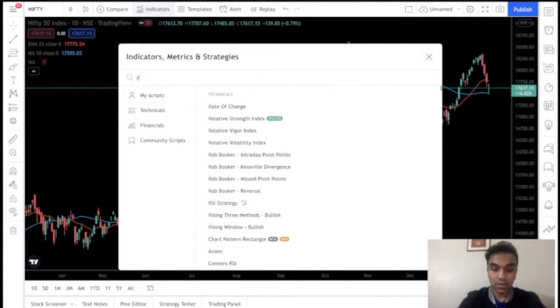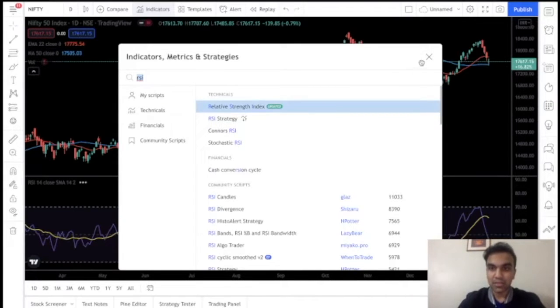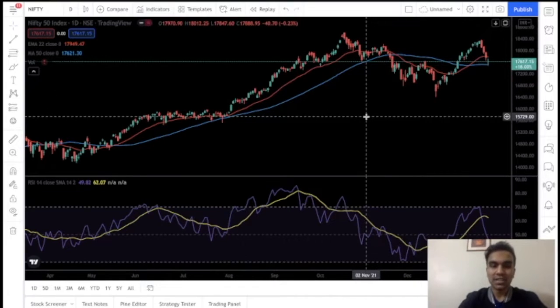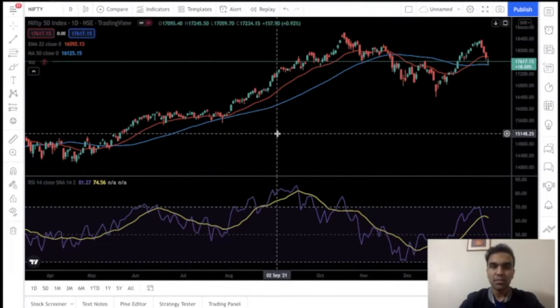So now let me go ahead and add the RSI indicator here, right? As we can see from the name shown here, the RSI stands for the Relative Strength Index. Now, what is this indicator and what does it mean? This indicator is basically a momentum indicator, right? So what it does is that it tells you the momentum in the market.